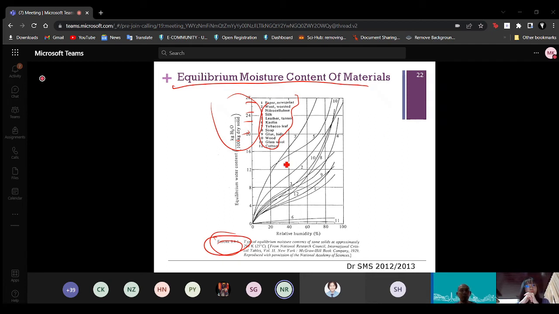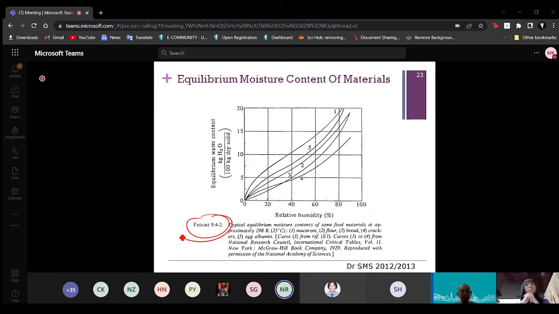If you look here, another one, 942, is for biological food material, some of the food material. For example here, macaroni, there is flour, bread, crackers. Fasting month now, right, macaroni, sedap ni. So this is basically theoretical data. Some people conduct experiments and then they get this as fundamental data. How to use this one?